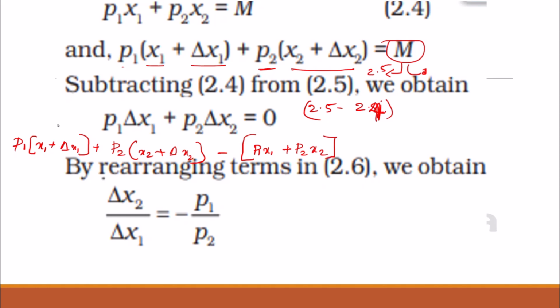So when you do this, x1 and x1 get cancelled, so you will be getting p1 delta x1 plus p2. Again you could see that x2 and x2 get cancelled, p2 x2 and p2 x2 get cancelled. You have p2 delta x2. So hope you got how you take this.